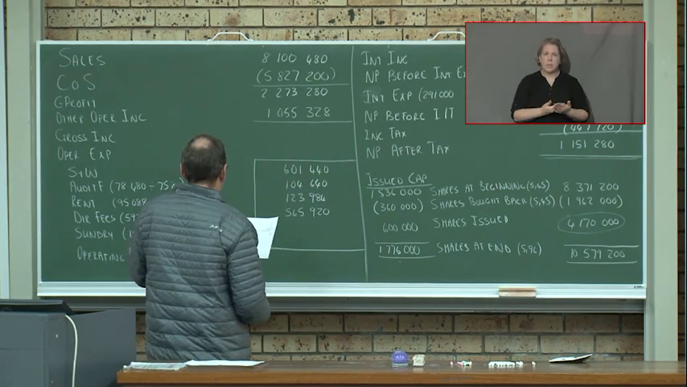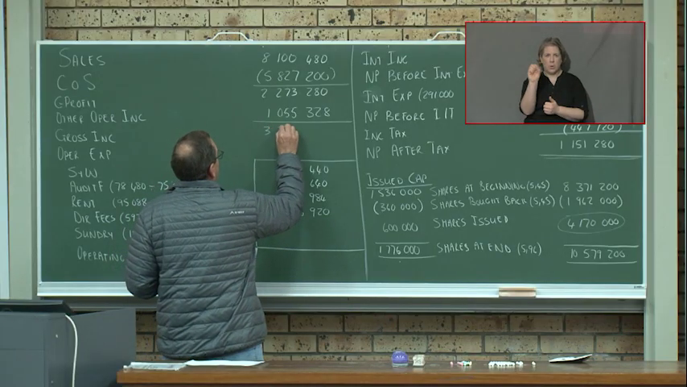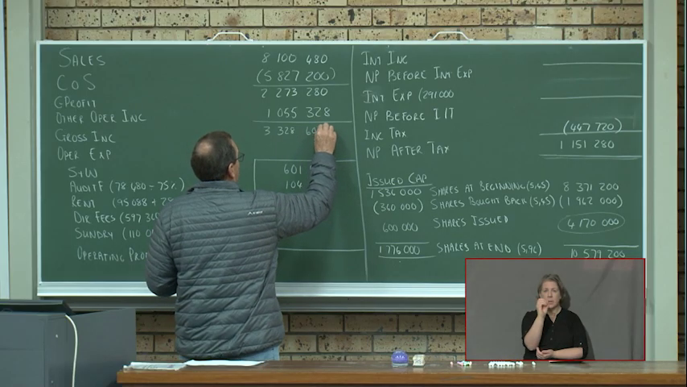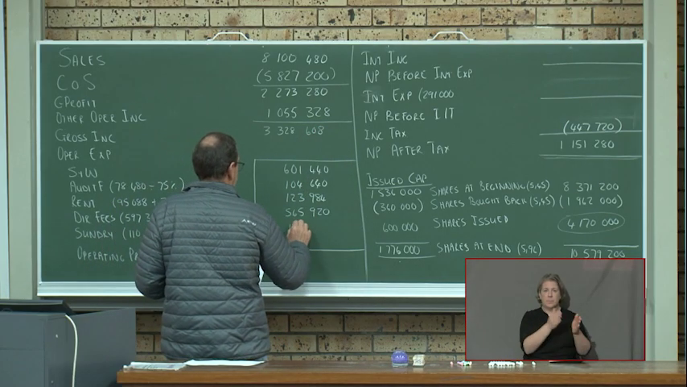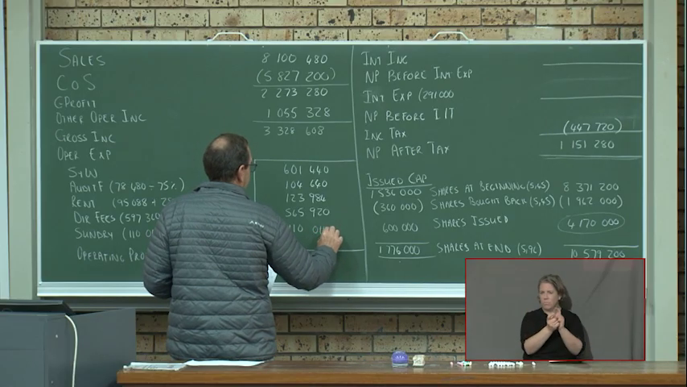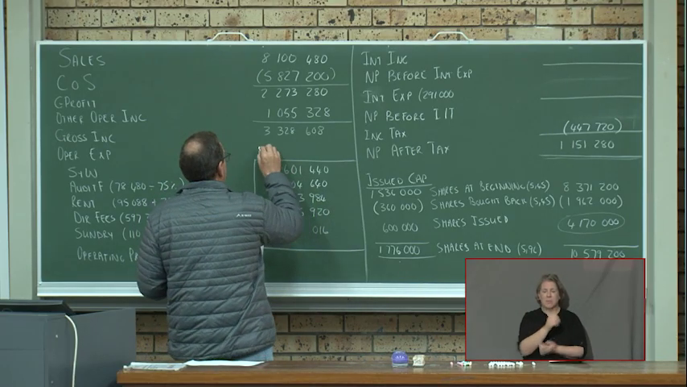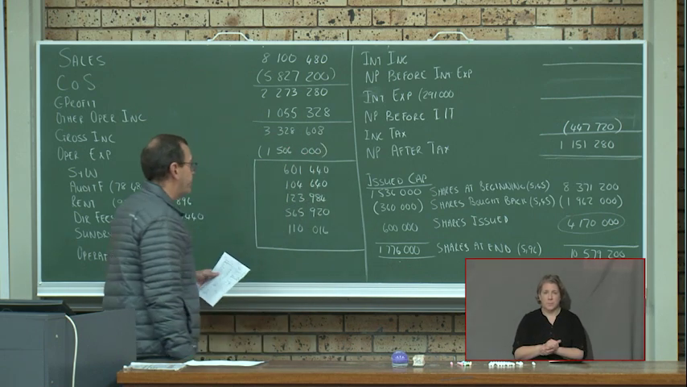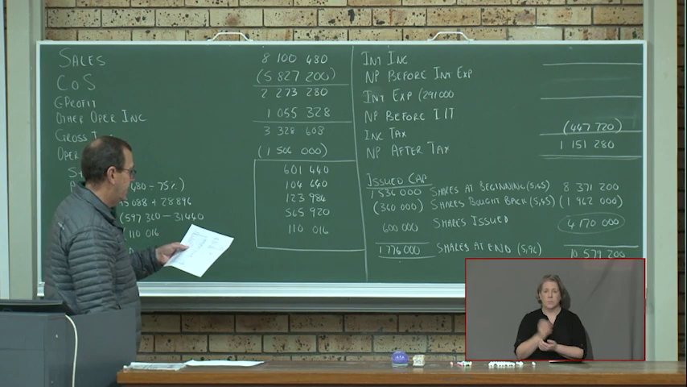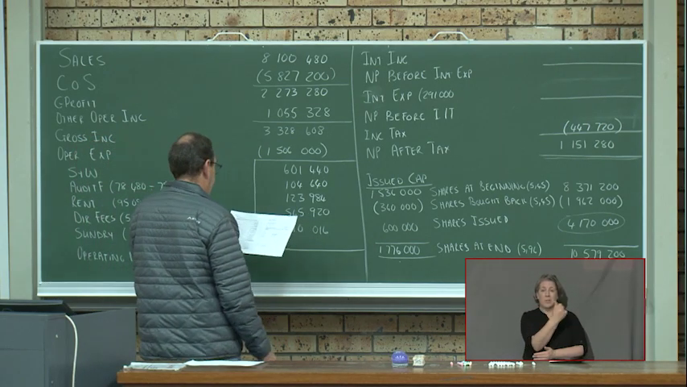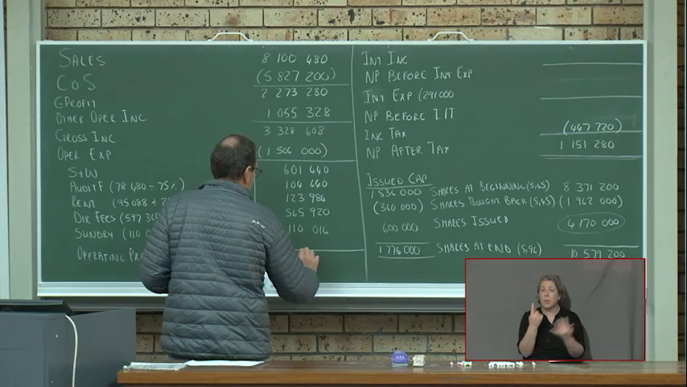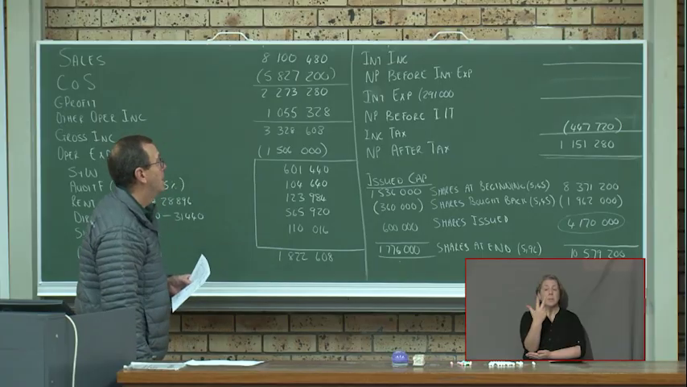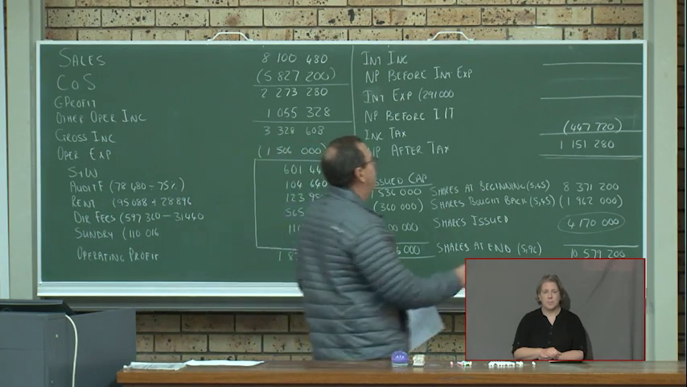So our gross income is 3,328,608. Our sundry expenses didn't change, the 110,016. So that gives us 1506. So the 3328 minus 1506 gives us an operating profit of 1,822,608. Our interest expense, we have 291.